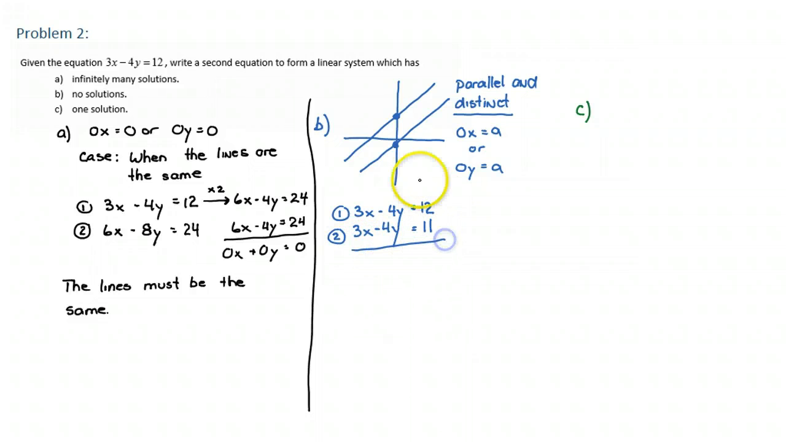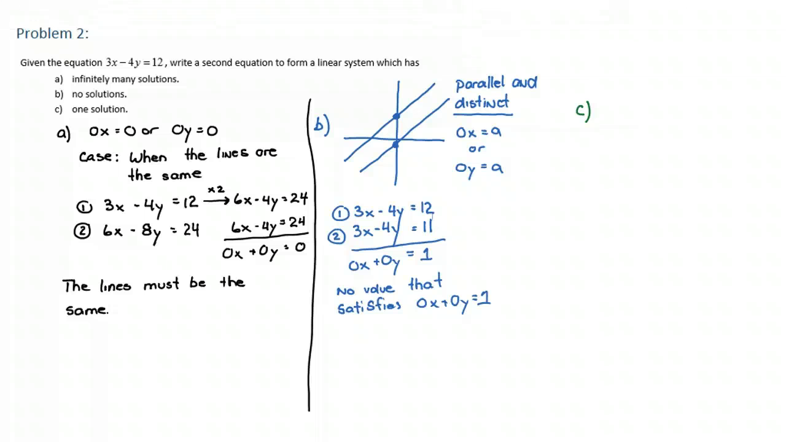So what I've done now is set up a situation that if I try to solve this system using elimination, I'm going to subtract the two equations. I'm going to get 0x plus 0y, and 12 minus 11 is 1. Since we get this case of 0x plus 0y equals 1, we know there is no value that satisfies 0x plus 0y equals 1. So that can never happen. Therefore, these two lines have no solution. They are parallel and distinct.